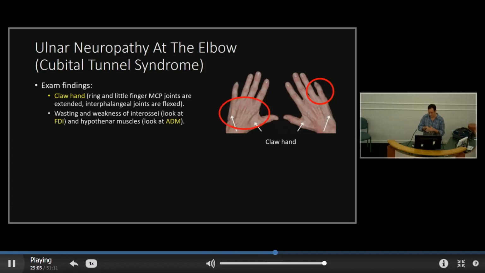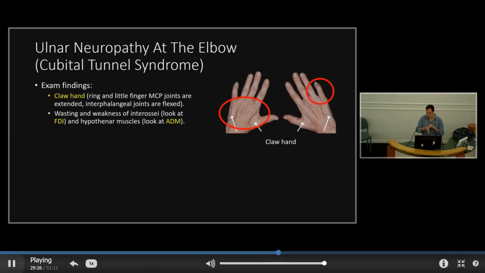Now, the ulnar nerve innervates the interossei on the dorsum of the hand. That often seems counterintuitive. When I was a med student, I didn't understand that, but trust me, it does. And so the best muscle to look at here is first dorsal interosseous, the big one between the thumb and the index finger. That will be wasted.